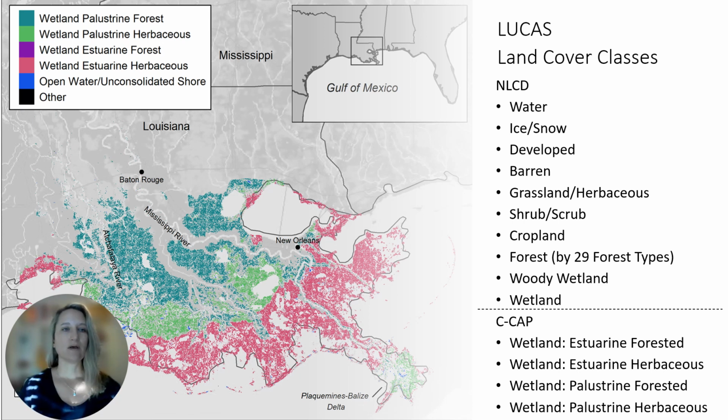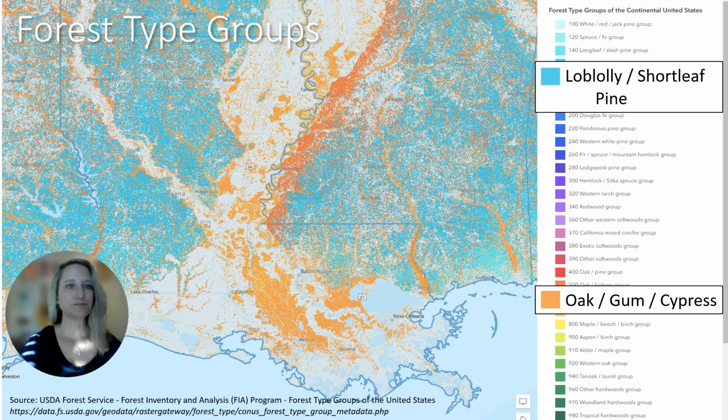So we have a fresh forested class, we have a fresh herbaceous class, we also have a saline forest or mangroves, and salt marshes. So we have these 4 wetland cover classes for our coastal wetland ecosystems, and in the non-tidal or inland wetlands, we have from NLCD a woody wetland class and an herbaceous wetland class.